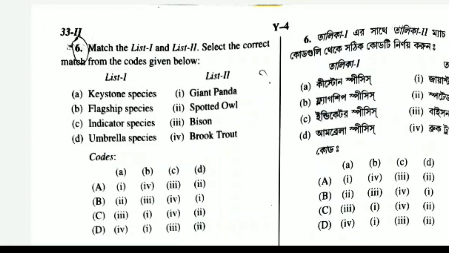Yes, 6th question is important because this is one of the very fundamental questions you should know from ecosystem and ecology. So type of species, and here in list 1, species types such as keystone species, flagship species, indicator species and umbrella species, and you have to match with list 2, which animal comes under what. So I'll wait for certain seconds.